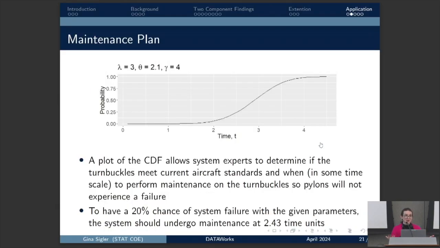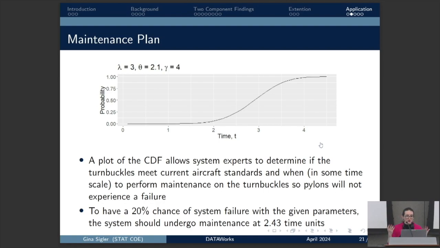So here is my maintenance plan. I have picked some notional numbers up there. So recall that I have to have a lambda greater than my theta, because I have an increased hazard. And then I can pick anything I want to be my gamma function. So I've got my 3 values up there, and you can see with time what the probability of system failure is.